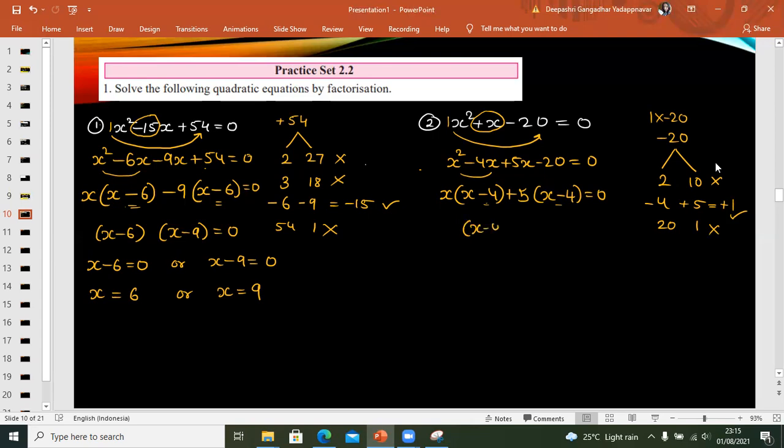So x minus 4, you can always check by multiplying. 5 times x is 5x. 5 multiplied by negative 4 will give you negative 20. So you should get that answer when you multiply back.